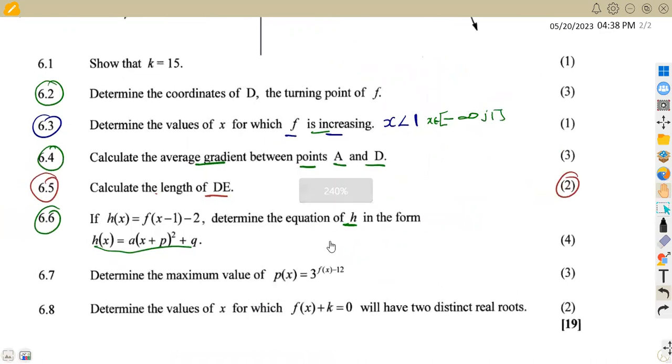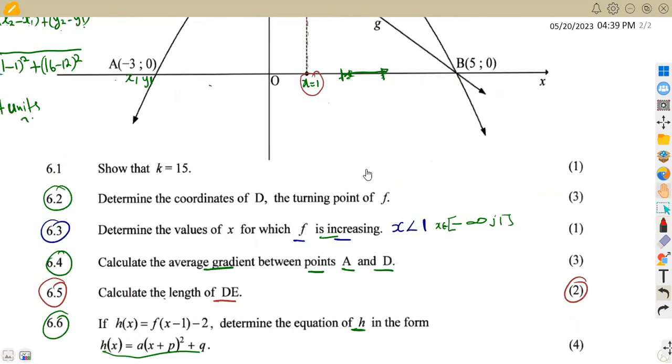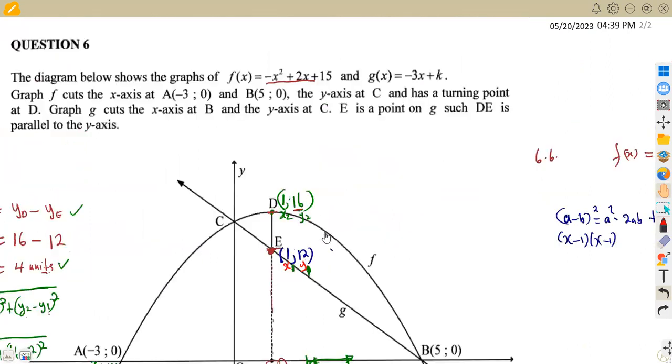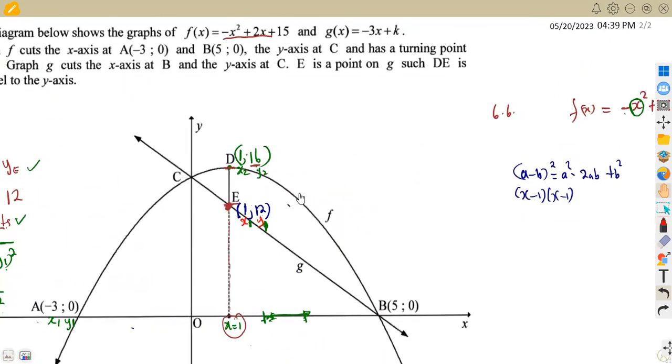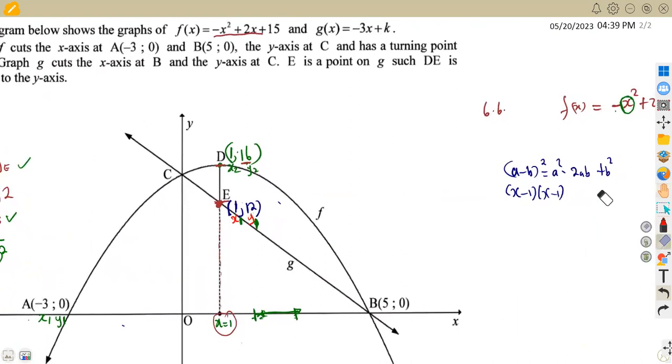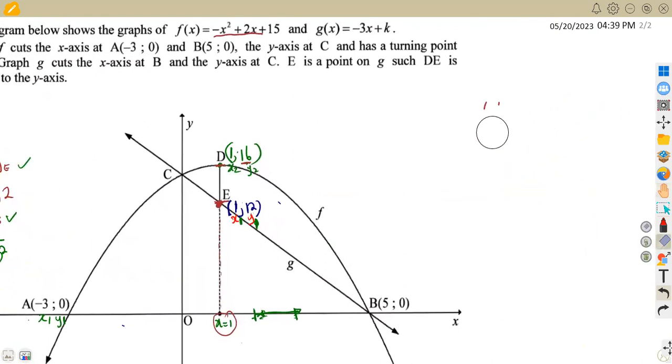We are now asked to determine the maximum value of p(x), which is another function given from the same f(x) that we had, which is now given as f(x) minus 12. This is our p(x). Find the maximum value of that. So how can we determine the maximum value of p(x) from the f(x) that we are given here? Let me just try to explain from this part, using this space here.